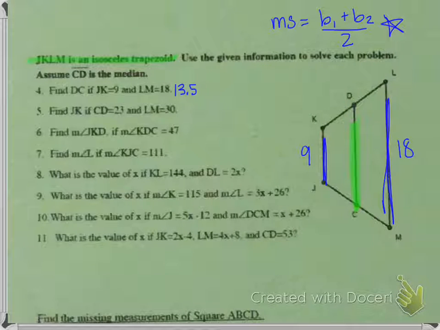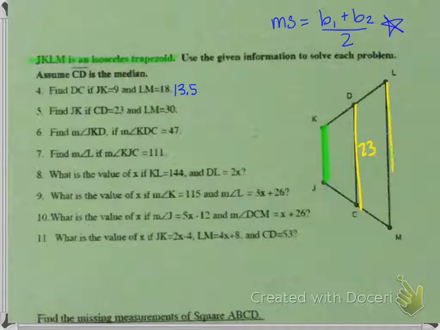Okay, I'm going to erase this because we're going to get set up for a new problem. Okay, so next it says find JK. So JK is this side. This is the one I'm trying to find. Okay. If CD, which is the middle, is 23, and LM is 30. So this side over here is 30. So LM is one of the bases and DC is the middle. So I can just plug them in the appropriate spot.